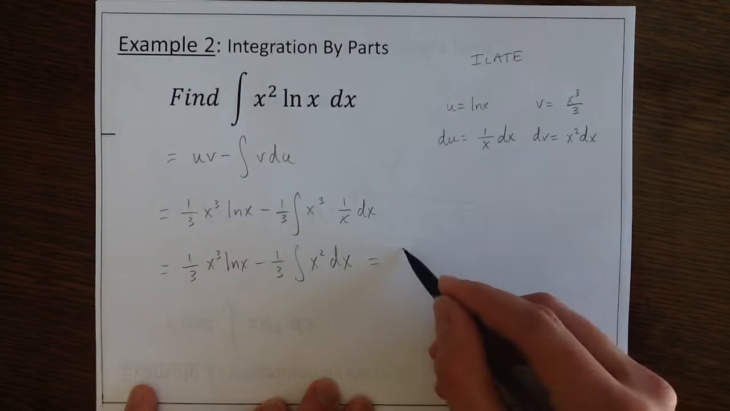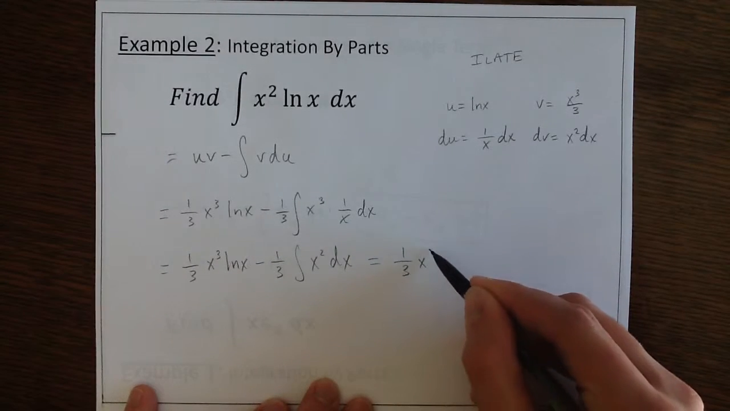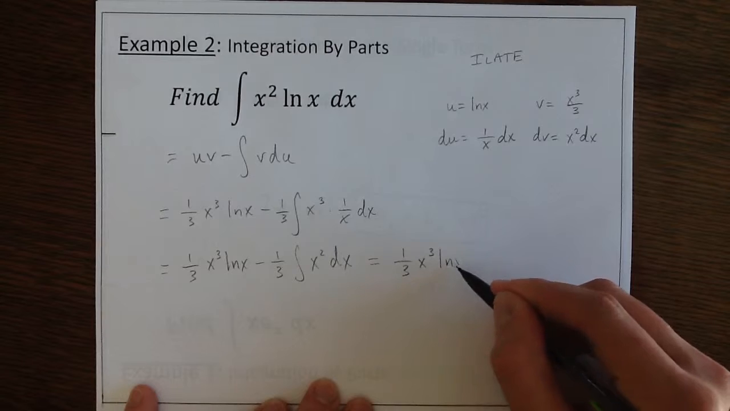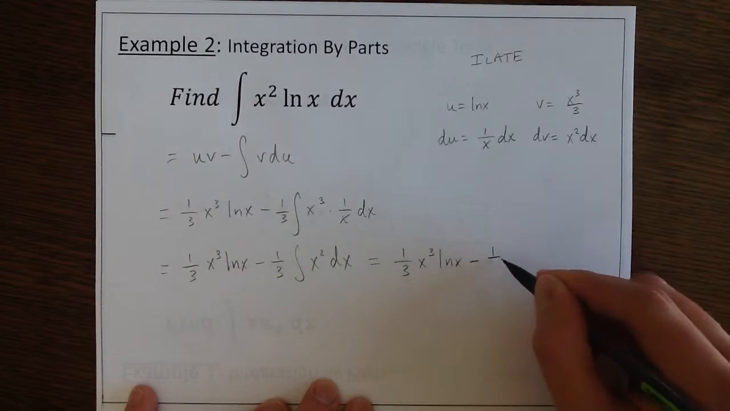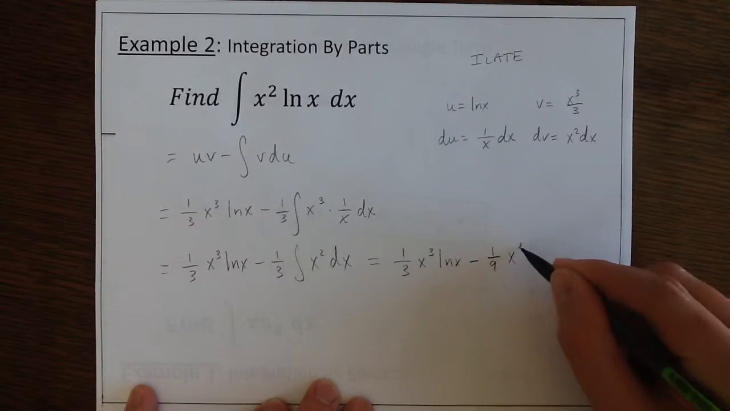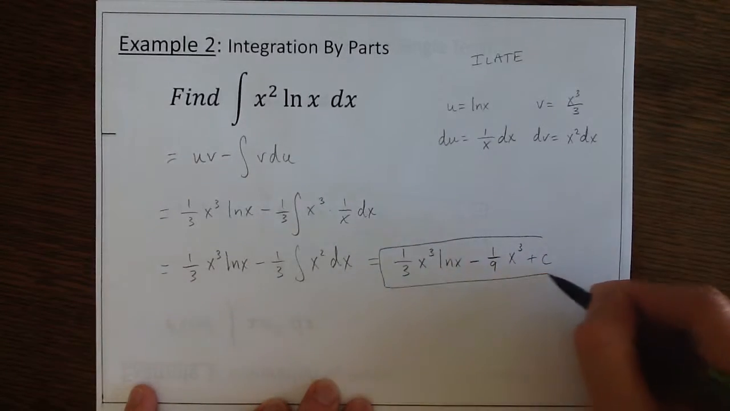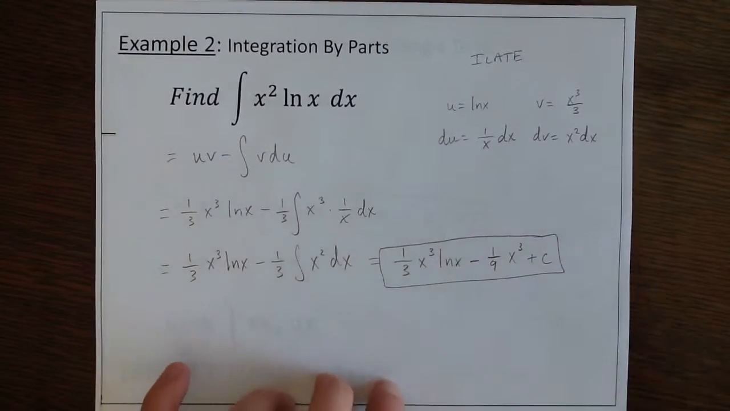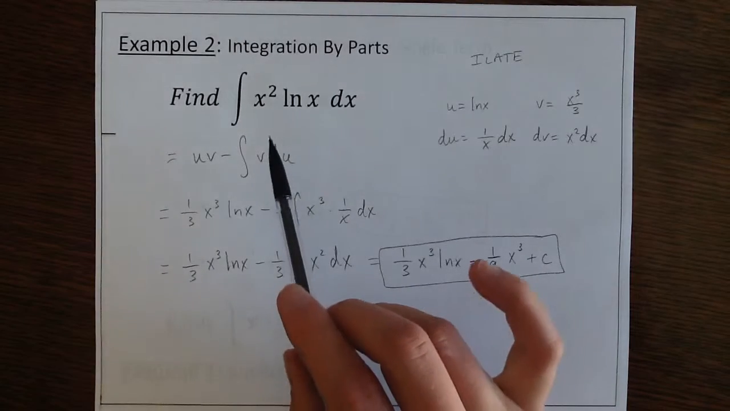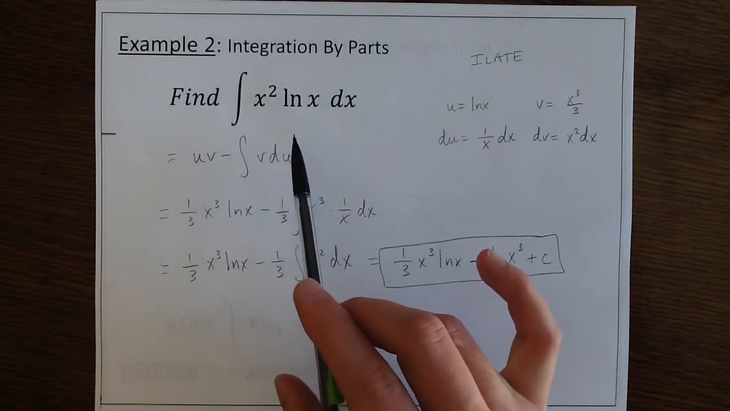So if I was going to say a final answer here, I would say 1/3 x cubed times the natural log of x, and then I would say minus 1/9 x cubed plus c. That being said, this would be your final answer. And again, you've completed it by integration by parts, because otherwise regular old u sub here would not have worked.